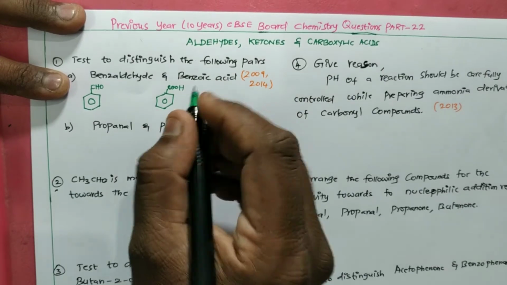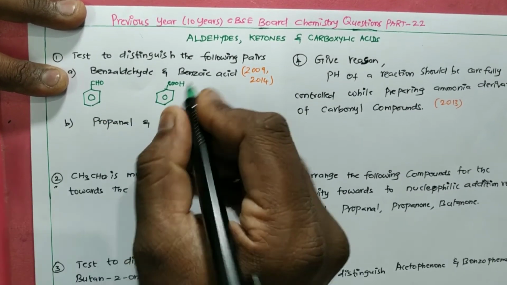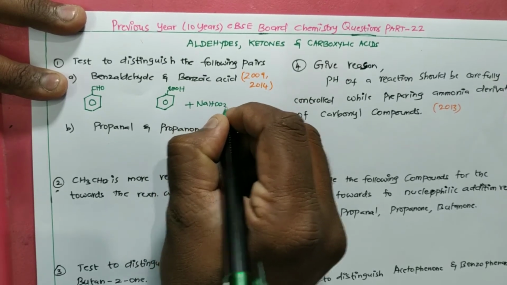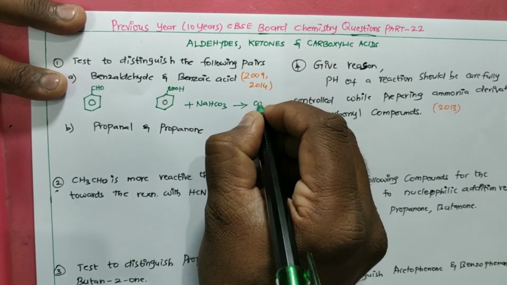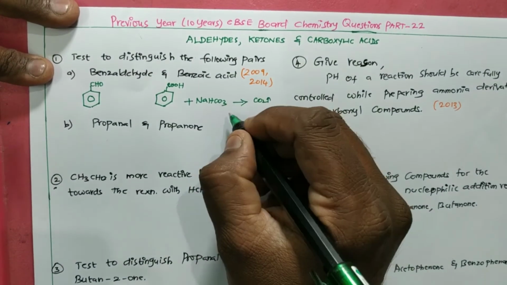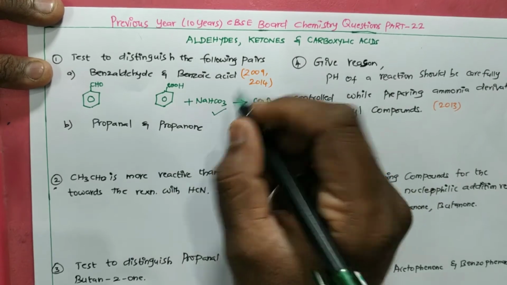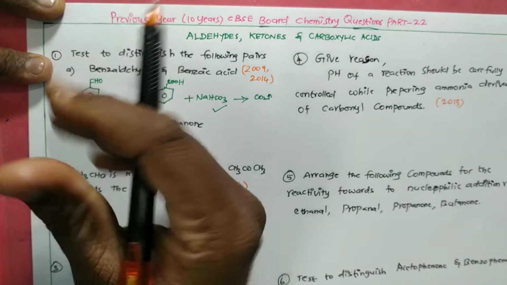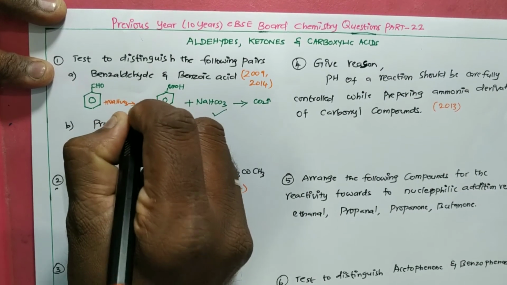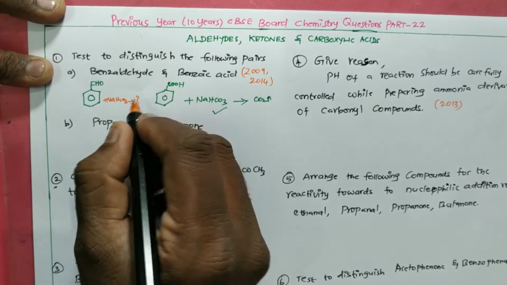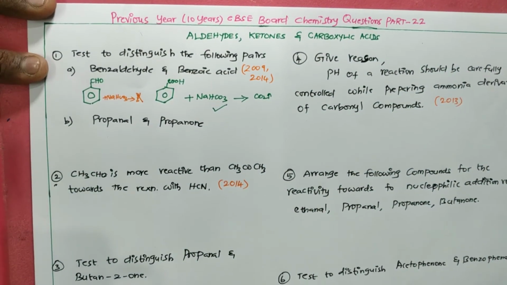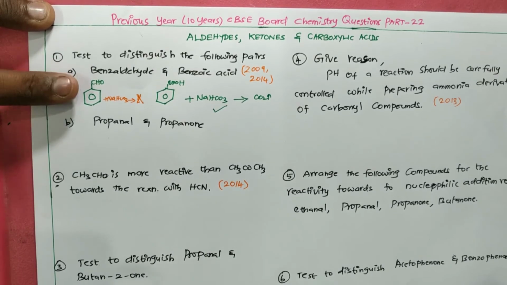If this reactant is reacting with sodium bicarbonate, NaHCO3, it will give carbon dioxide as a good effervescence. Okay, so benzoic acid will give this reaction with sodium bicarbonate, but when benzaldehyde reacts with sodium bicarbonate, NaHCO3, there is no reaction. That is a good test to identify benzoic acid as well as benzaldehyde.